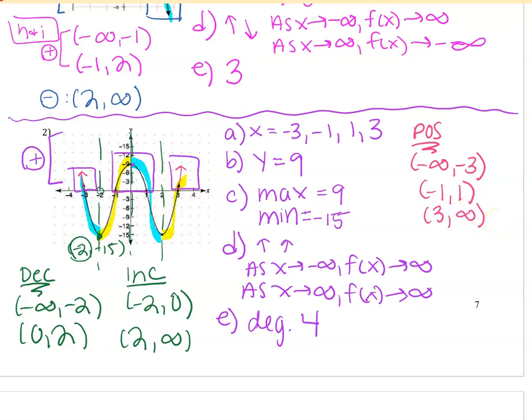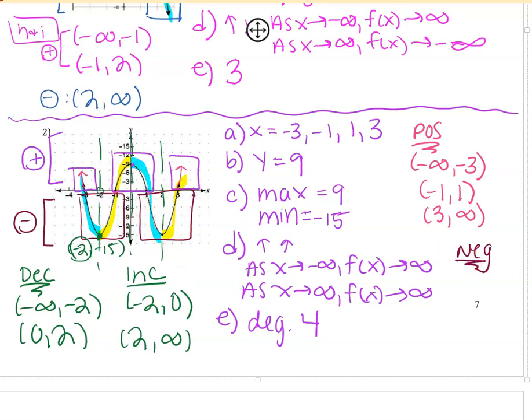Now, negative is where it's below the x-axis. So I see two chunks where it's going to be negative. Right here and right here. So my first chunk looks like it's from negative 3 to negative 1. Again, I'm just looking along the x-axis. I do not care about how far down it goes. I just care about the x's. And then my next chunk looks like it's 1 to 3. And then we're done. That's all the pieces of this function.